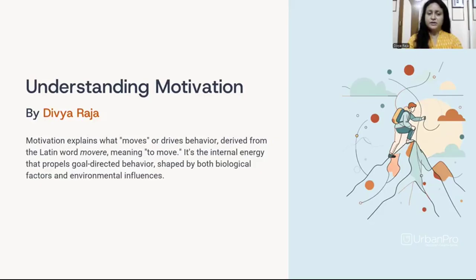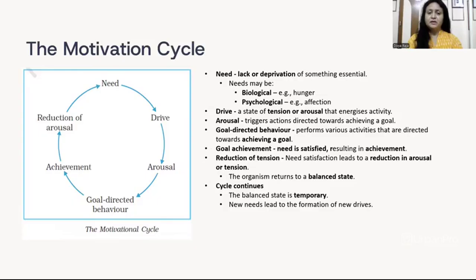And this is influenced by both biological factors and environmental influences, that is, nature and nurture. A person may join school or college for various reasons or motives, and motives are of different kinds. There is something called the motivation cycle, and this explains how behavior is a continuous and cyclic process, and how it is driven by the needs of a person.